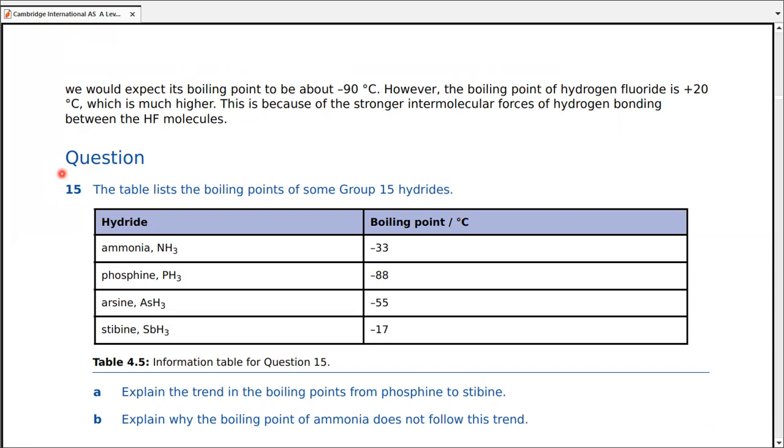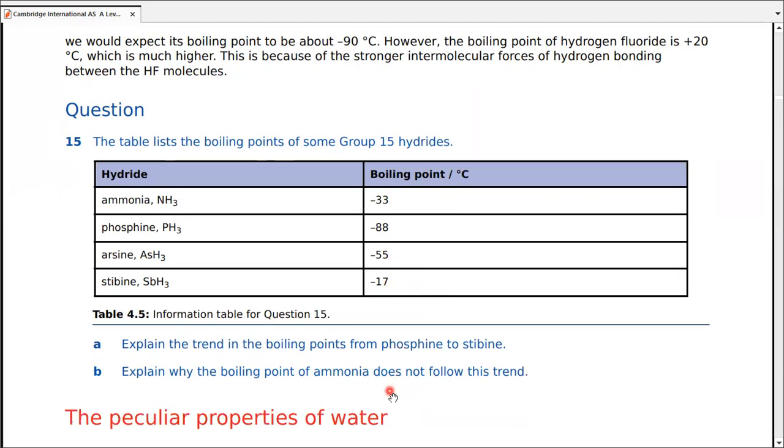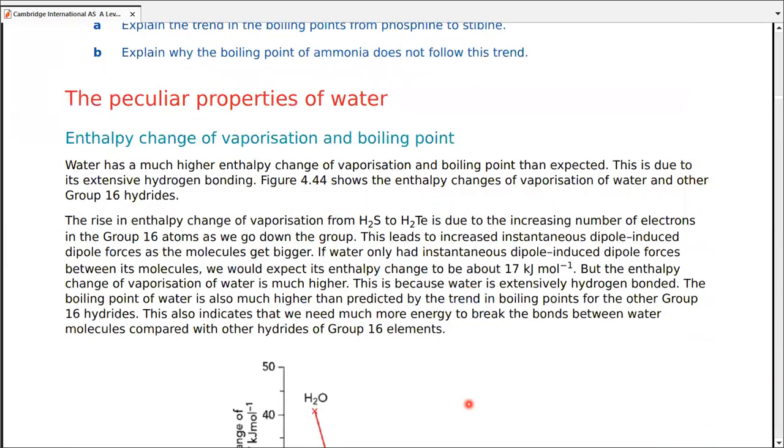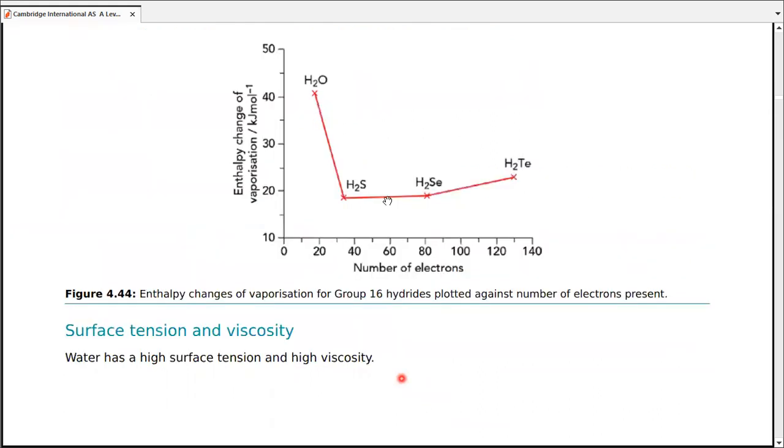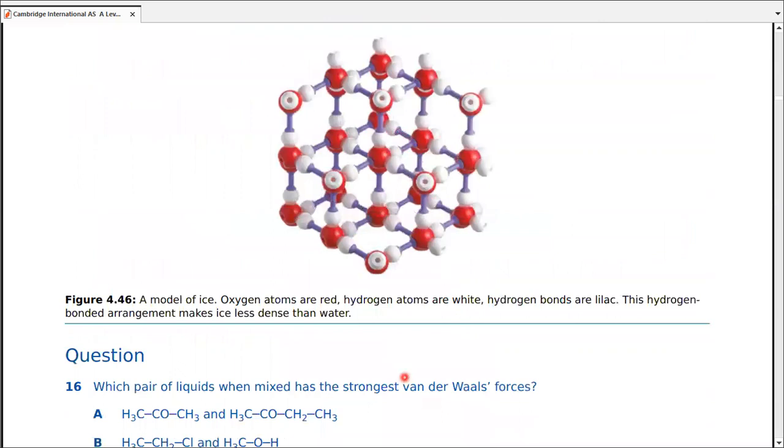In a similar way, you can talk about these or anything that they can come up with. All right. Okay. The peculiar properties. Actually, this is a big topic.